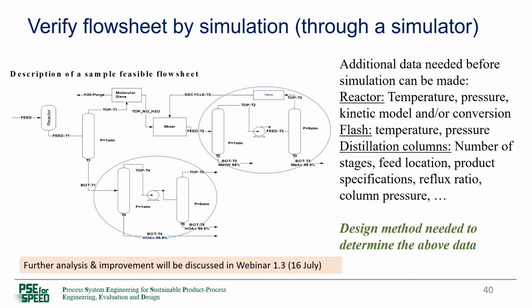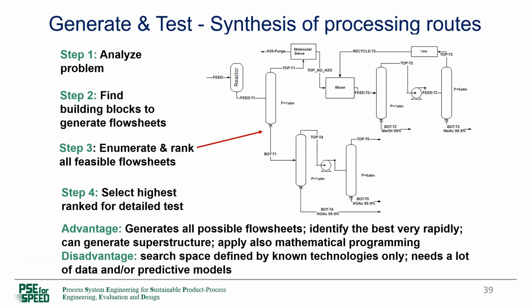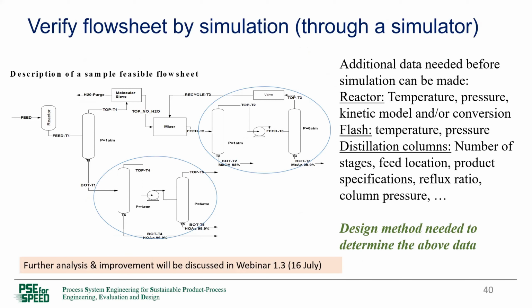And so also you will see that this kind of flow sheet that I've shown you here is actually better than the initial flow sheet that I showed with the yellow boxes. They had 8 separation units. There are not 8 distillation columns here, and it is possible to reduce much more, which I will show in webinar 1.3 on 16 July.